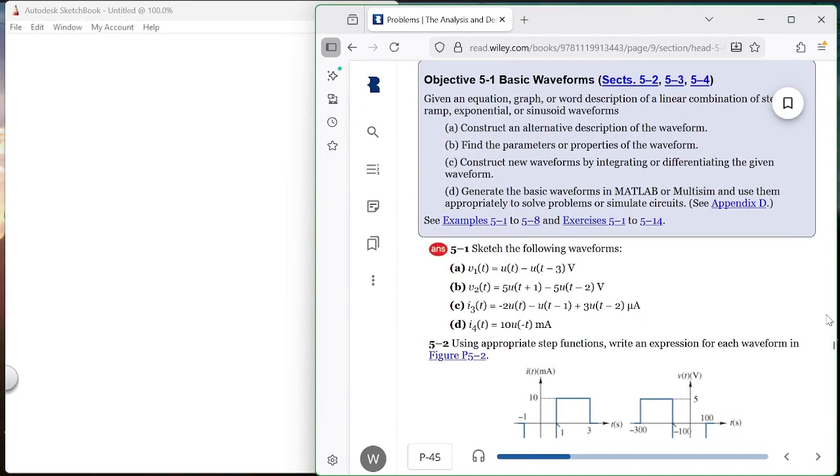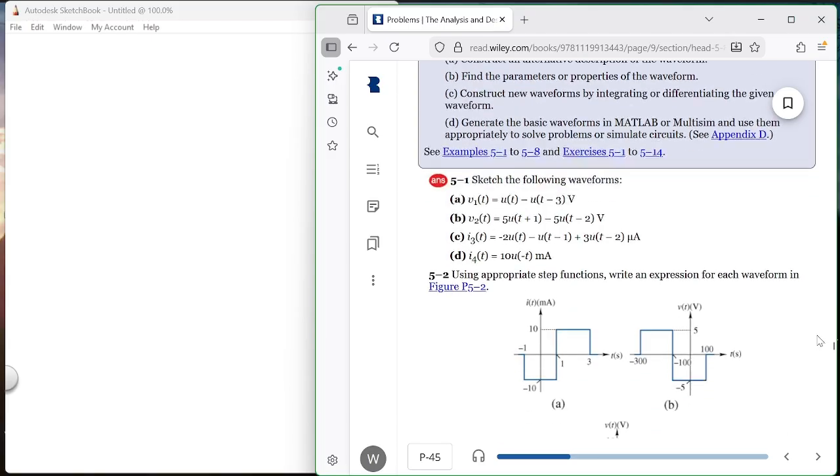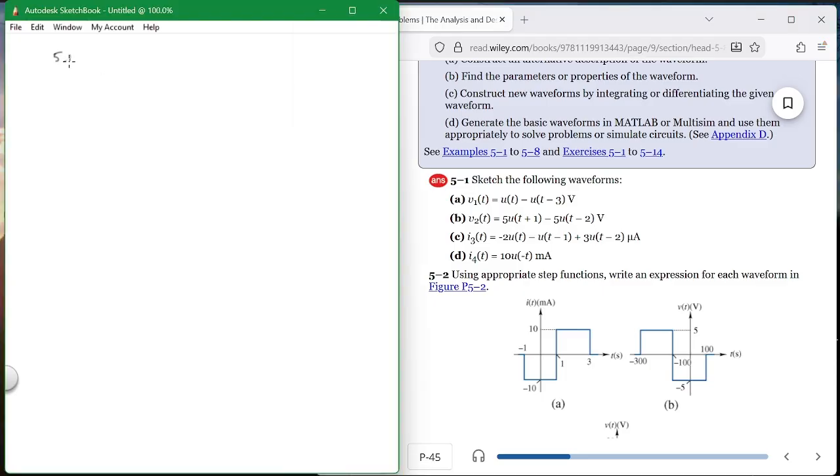Okay, so we're going to do problems 1, 2, 3, 4, and 5. And we're not going to do them all because some of them I really don't know what he's trying to get at. So I'll tell you the ones that I can do, and we'll go from there. So 5.1, sketch the following waveform, u of t minus u of t minus 3.